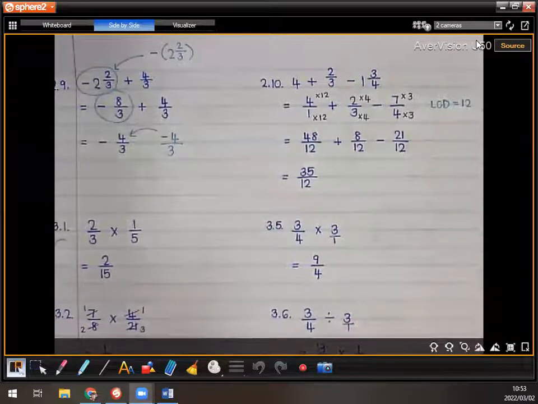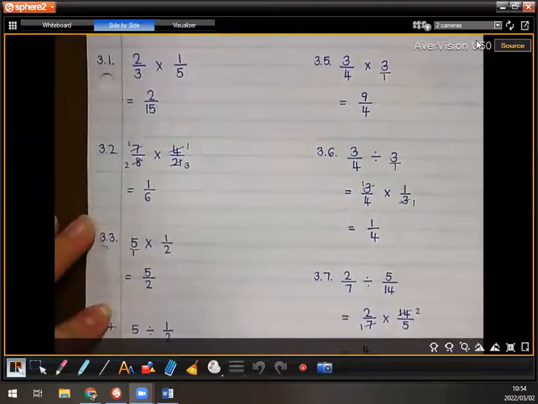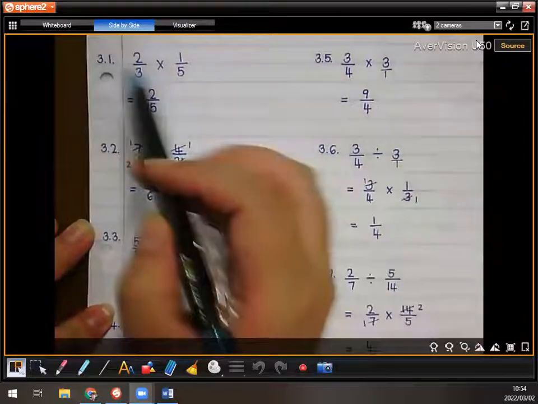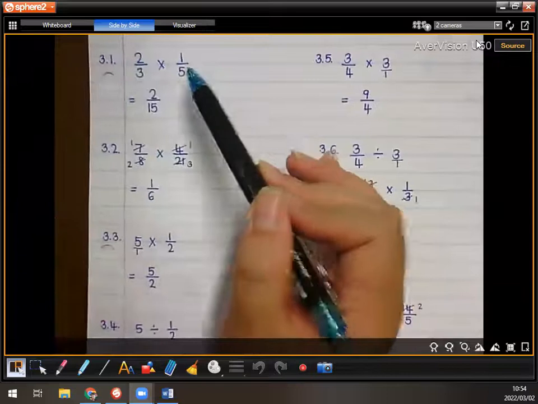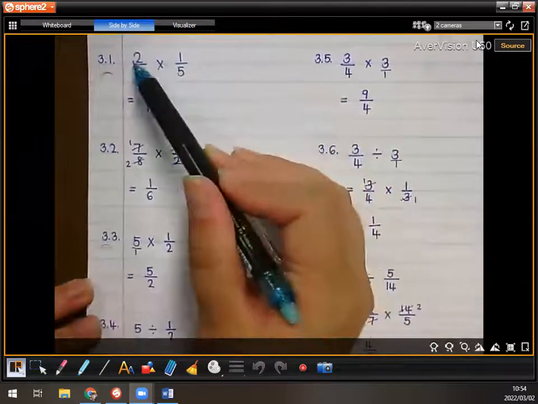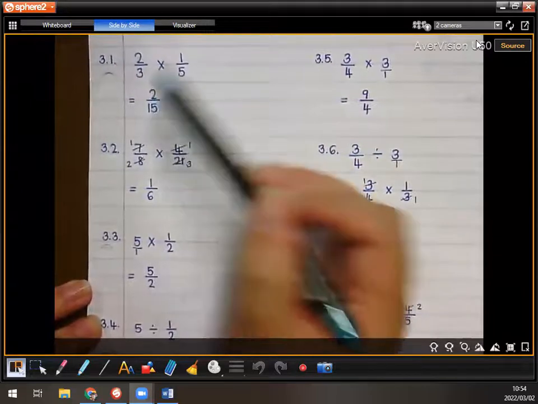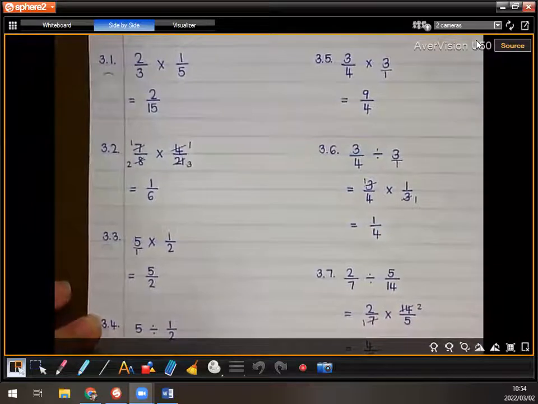That's fine. We can do that. Okay, guys, 3 was just multiplication and division. So let's just mark those quickly. So 3.1, you couldn't cancel anything out, right? 2 and 5, you can't. 3 and 1, you can't either. So then you just need to multiply your numerators. So 2 times 1 is 2, and your denominators 3 times 5 is 15, and that's your final answer.